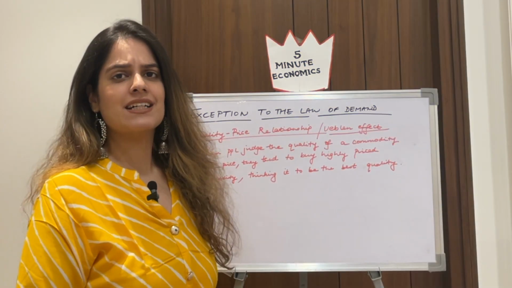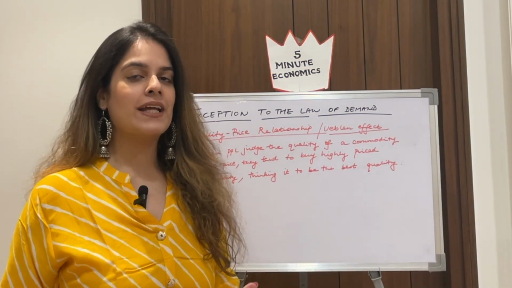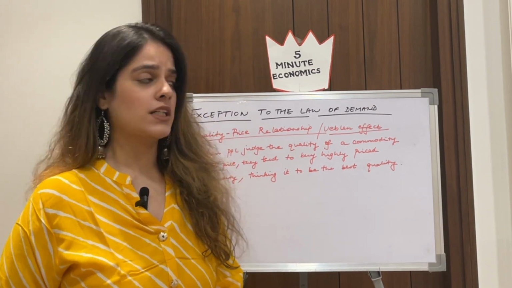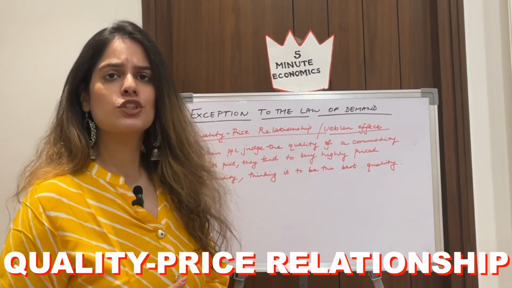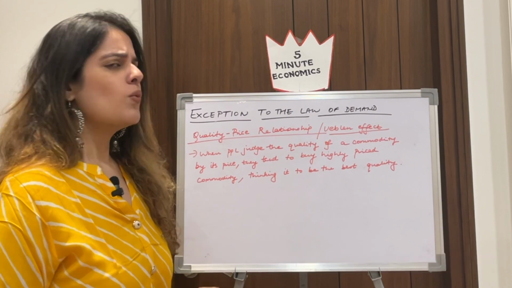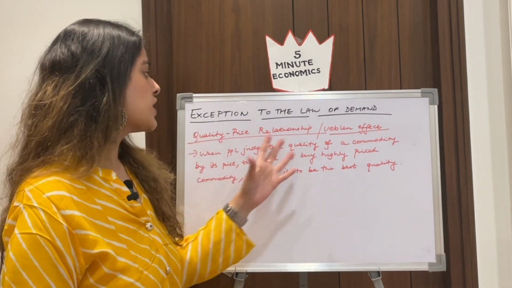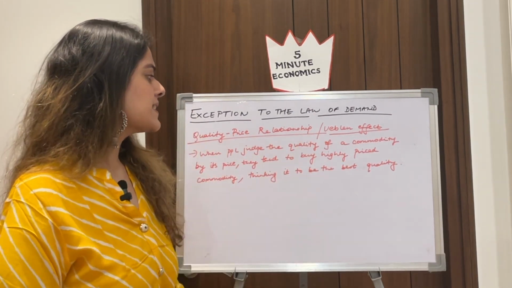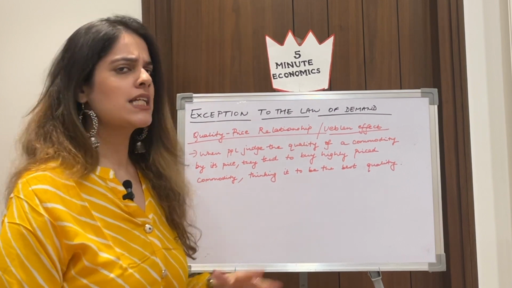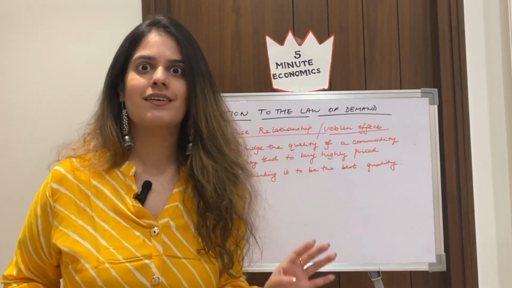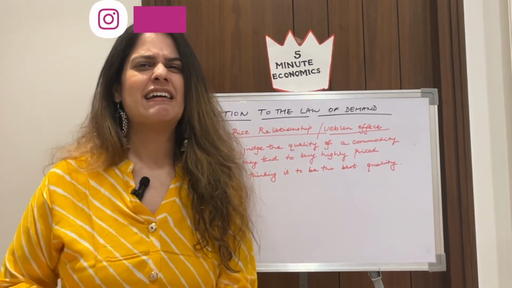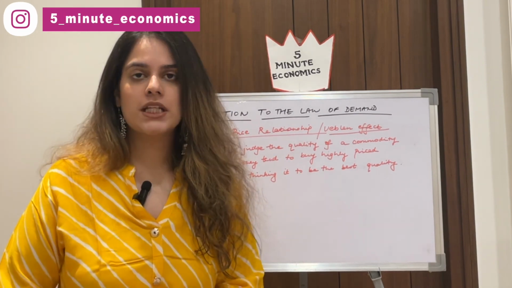So lastly guys, coming to one more point leading to the positively shaped demand curve. Well, quality price relationship, also known as the Veblen effect. Well, that's true that when people judge the quality of a commodity by its price, they tend to buy highly priced commodity thinking it to be the best quality. Well, many aunties do that, don't you think so? Sasta hai to bikari hoga, like that people think.